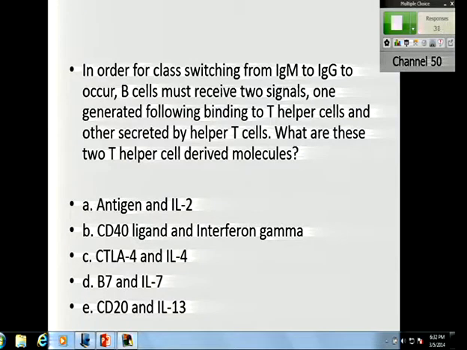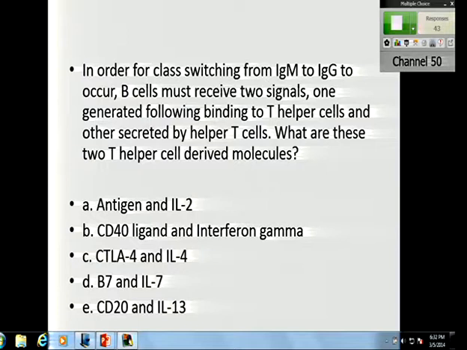What's the answer? For isotype switching, what are the two requirements amongst what is given here? You need CD40 ligand and you also need interferon gamma. Interferon gamma also helps in isotype switching. So antigen and interleukin 2 is not going to help in any way in isotype switching. CTLA4 has nothing to do with isotype switching, it's a suppressor molecule. B7, yes, but interleukin 7 has nothing to do with isotype switching. CD20 and interleukin 13 have nothing to do with isotype switching.